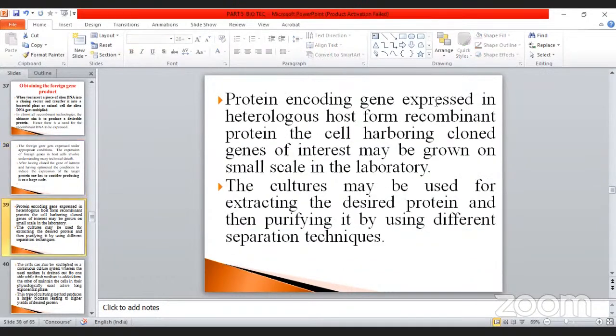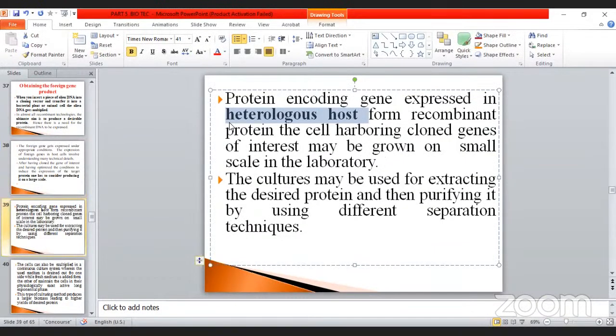The protein-encoding gene is expressed in a heterologous host from the recombinant. Heterologous means different strains. The recombinant protein and self-harboring clones of genes of interest may be grown on a small laboratory scale. A single lab is enough for creating the recombinant protein molecules.